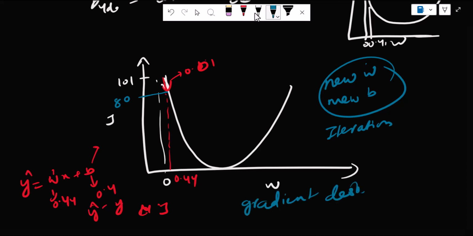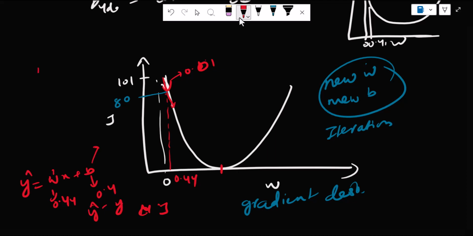Now we realize that we have still not reached the minimal value of the cost function, and we need to travel more towards this side. We need to perform many iterations to arrive at the minimal value, which is near 0.